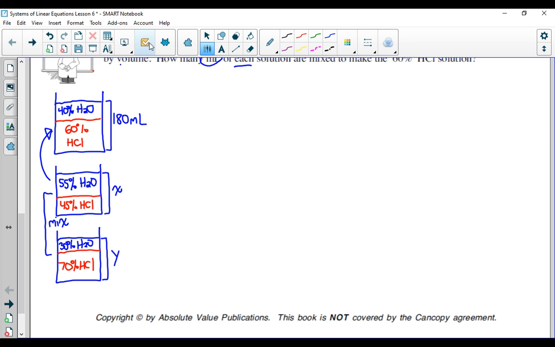Okay, so let's identify those variables now. So again, that's what we're trying to figure out. We're trying to figure out the amount of this solution, the amount of that solution that are going to be mixed together to give you this one at the end. Okay, so we'll say let X be the volume of 45% HCl solution. And we're going to let Y be the volume of the 70% solution.